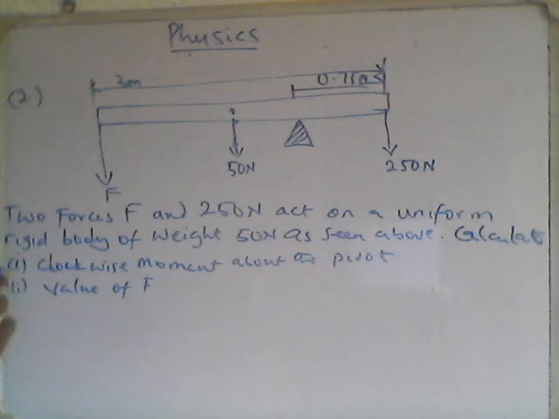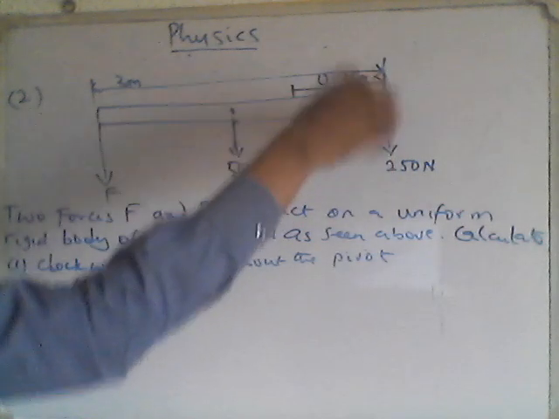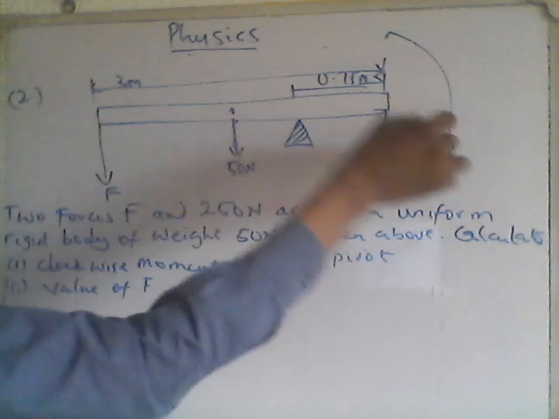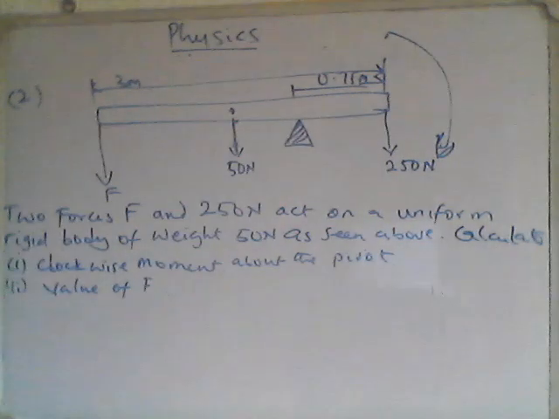Calculate, number one, the clockwise moment about the pivot. Clockwise moment is this way, following the hands of the clock. Any force following this side, this is the force, and the corresponding perpendicular distance to this pivot is the clockwise moment.